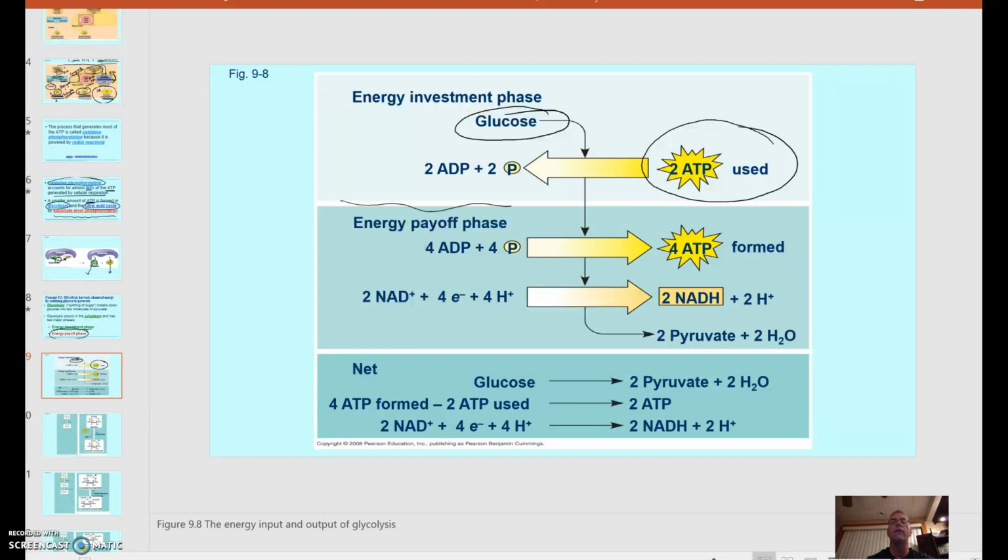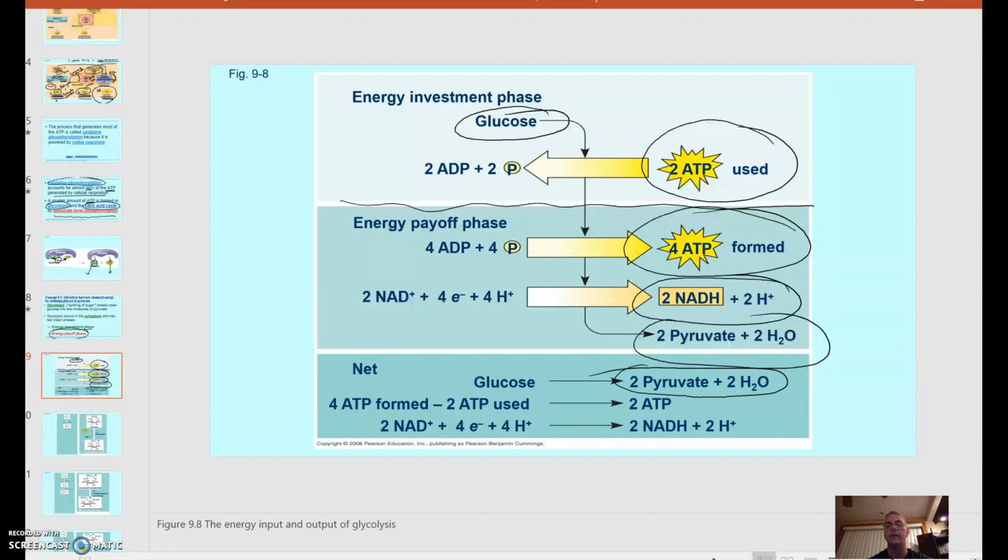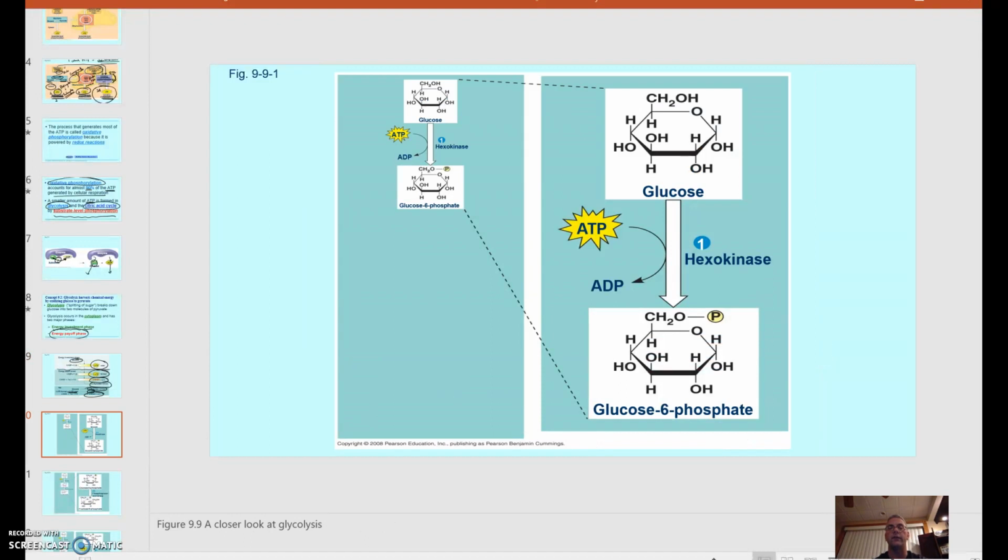We're going to talk about what they're going to do, but basically it's going to destabilize the molecule. We're going to have a payoff stage, which is actually going to form 4 molecules of ATP. It's going to form 2 molecules of NADH, and it's going to form 2 pyruvate molecules. So from a net standpoint, we get 2 pyruvate plus some water. We net 2 ATP because when you subtract out what you've invested, you have 2 remaining, and we net 2 NADHs. All right, so let's take a look at the process.